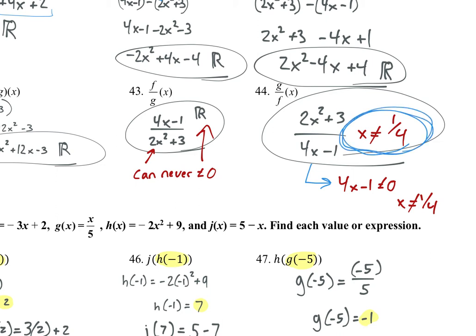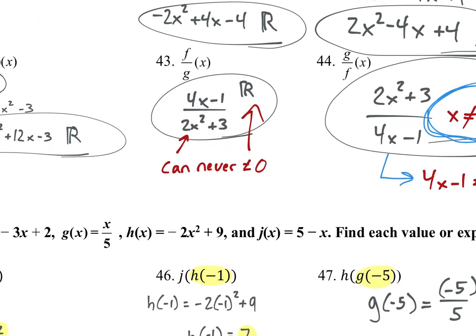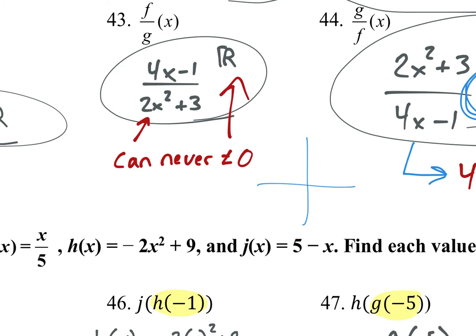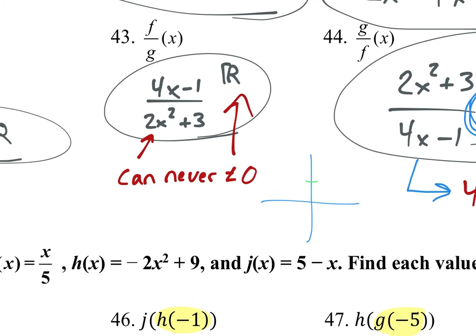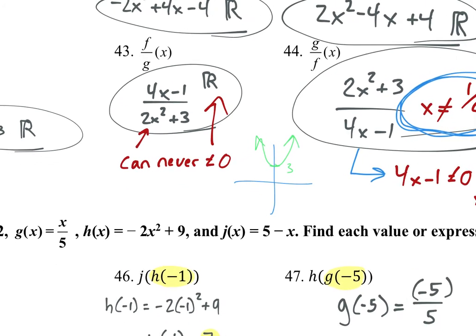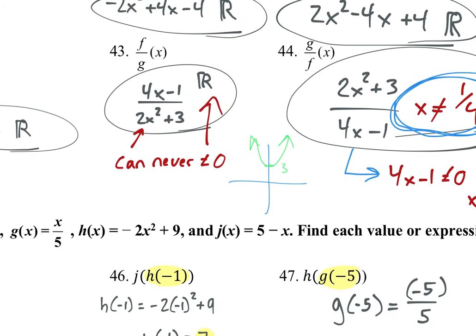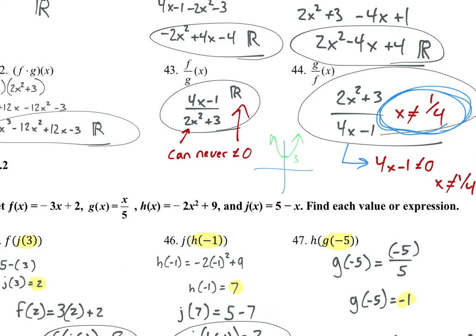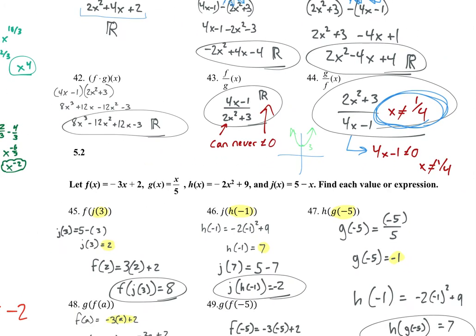Now for the denominator on 43, 2x squared plus 3 can never equal 0. And a quick version of why that is, that would be a quadratic with a y-intercept of 3, and it would open up. And that never crosses over the x-axis, so 2x squared plus 3 is always positive. So there's no domain restrictions on 43.